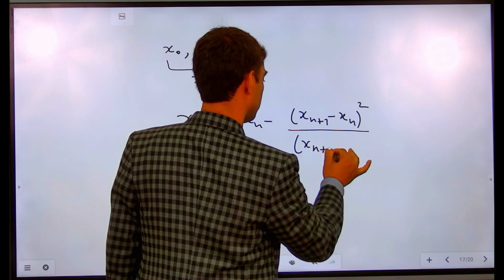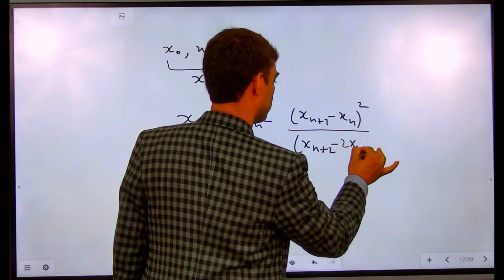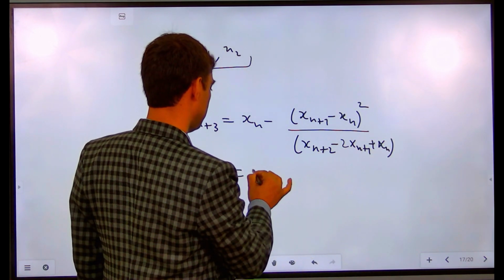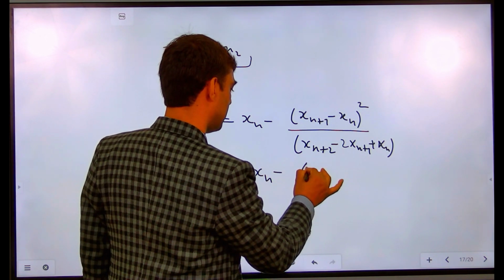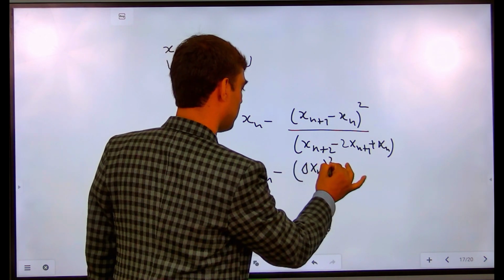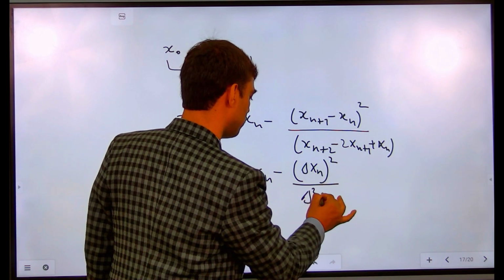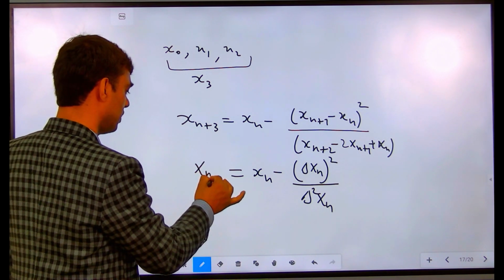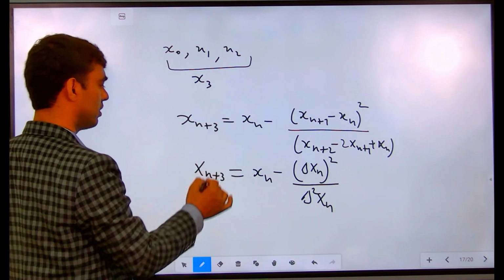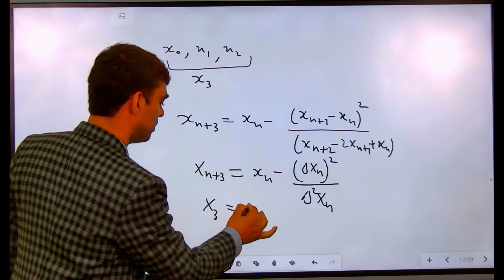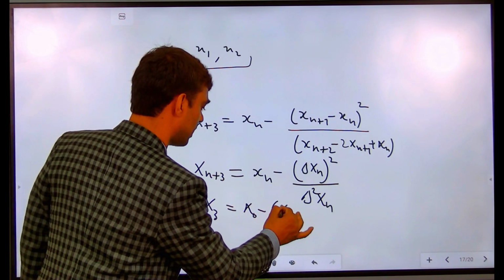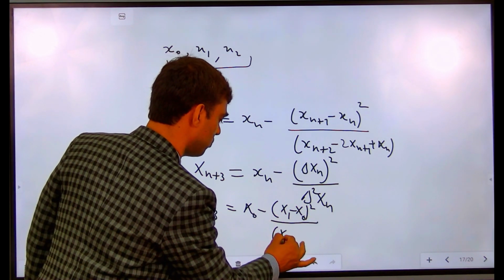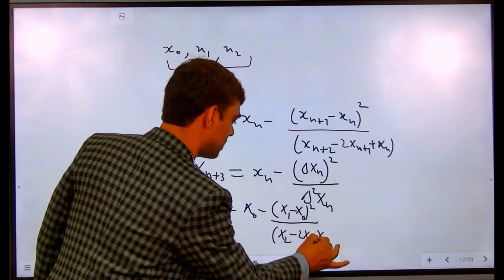or you may also write this as x_n minus (delta x_n) whole square divided by delta 2 x_n. So for n equal to 0, what is the value of x3? X3 becomes x0 − (x1 − x0)² / (x2 − 2x1 + x0).